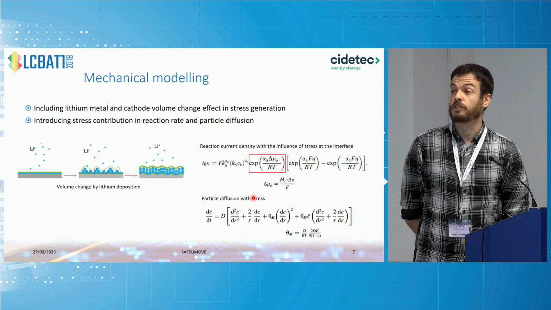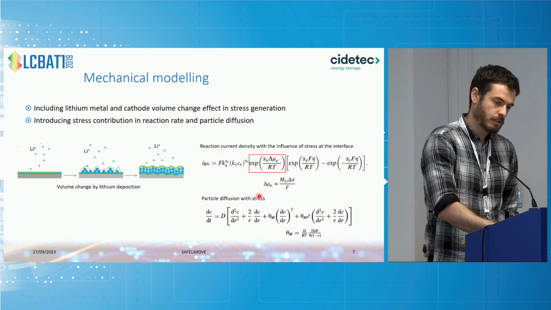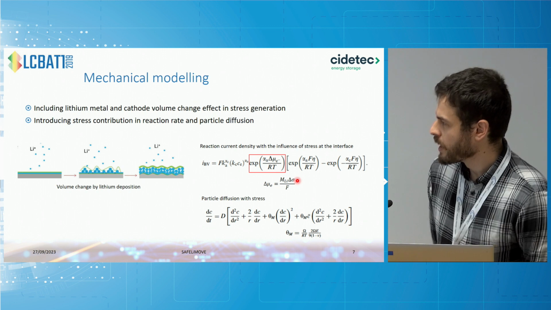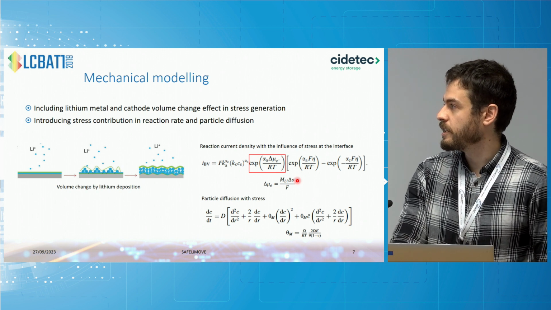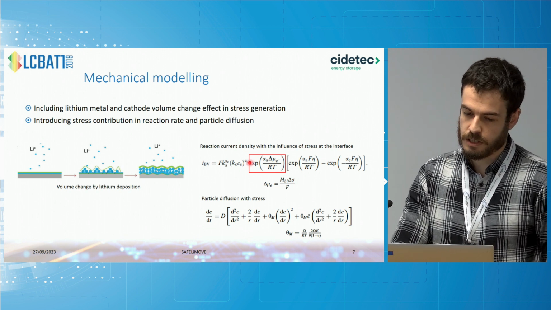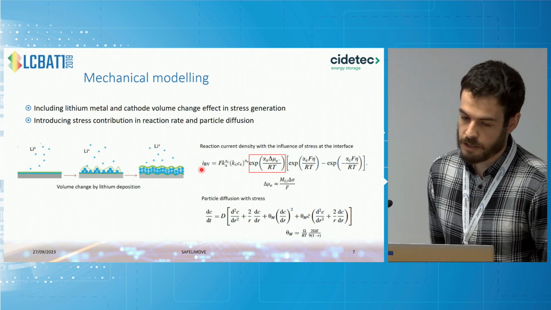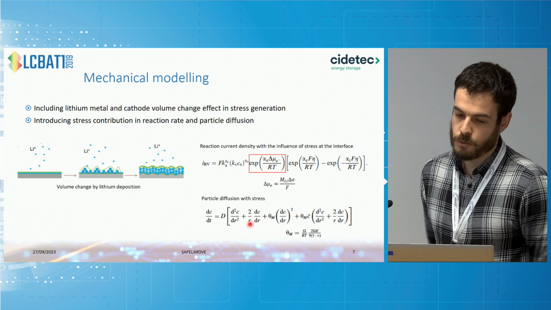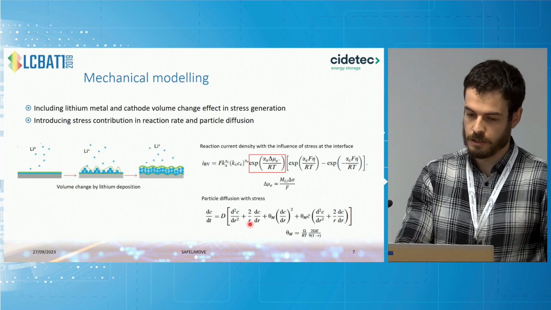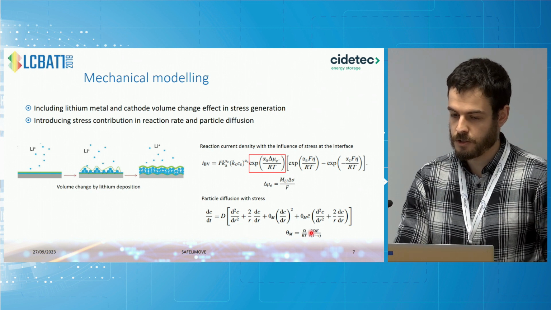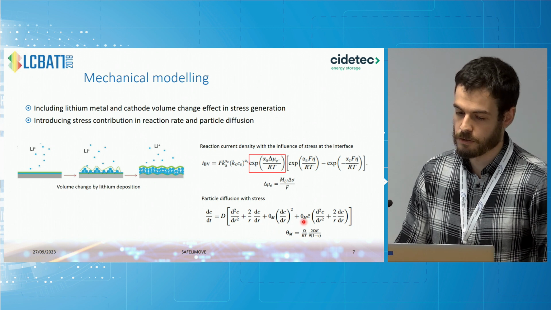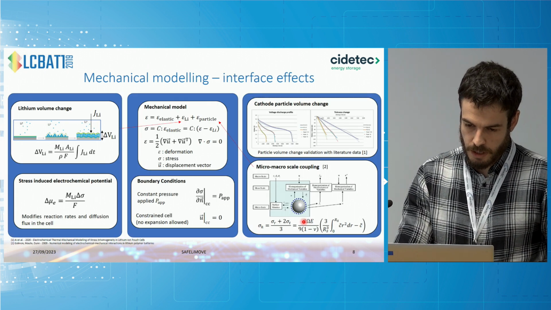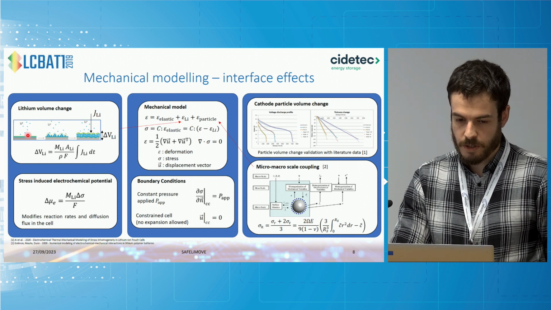So this is a bit of the equation of the mechanical model and how they actually modify the electrochemical potential. As you can see here, the electrochemical potential has a term that depends on the stress, that is this sigma. And this change in the electrochemical potential also causes a change in the intercalation current density, so the Butler-Volmer current density here, and also in the diffusion within the particle. So instead of pure spherical diffusion, you have some modification terms that depend on the stress within the particle.